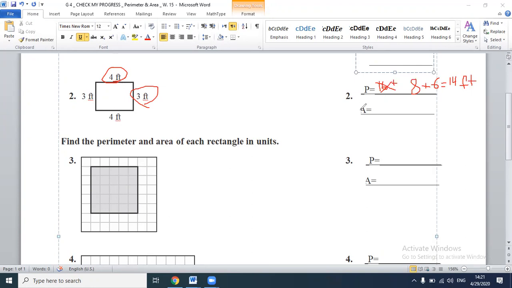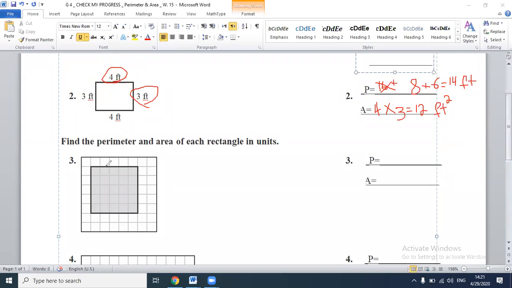What about the area? Length times width. The length is 4 times the width, which is 3. So 4 times 3 equals 12. What is the unit of area? It would be square feet. I write feet but put a 2 up. It will be square feet.